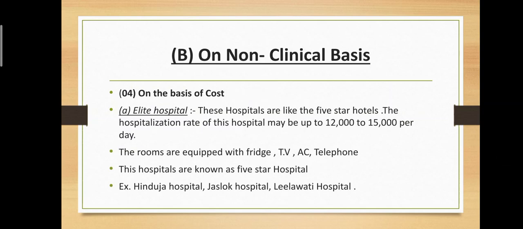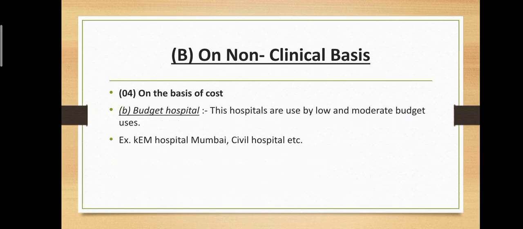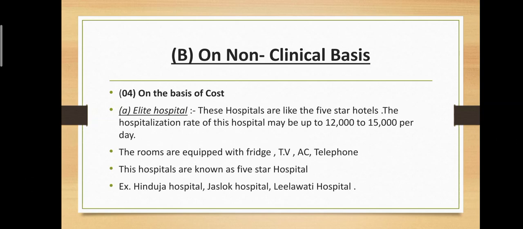Next subtypes, on the basis of cost, which are also divided into two types. First one, elite hospital, and second, budget hospital. In elite hospital, these hospitals are like five-star hotels. The hospitalization rate of these hospitals may be up to 12,000 to 15,000 per day. The rooms are equipped with fridge, TV, AC, telephone, etc. facilities. These hospitals are known as five-star hospitals.